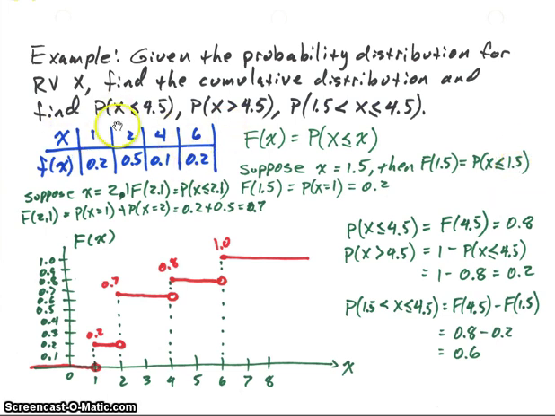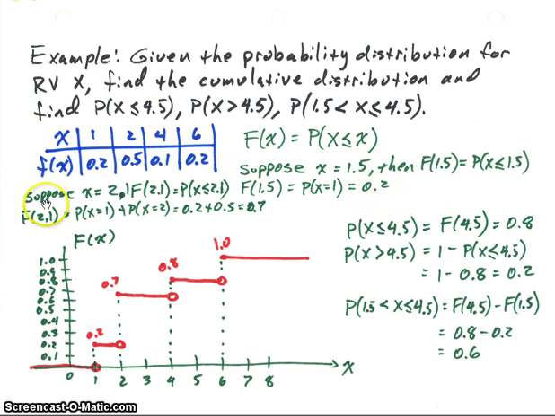So looking over here, that 1.5 value is in between 1 and 2. So what's the probability that our random variable will be less than 1.5? Well, the only possibility that is less than 1.5 for our random variable is 1. So we're really asking, what's the probability that our random variable will be equal to 1? And so that will be equal to 0.2. So the probability that our random variable will be less than or equal to 1.5 is the same as the probability that x will be equal to 1, and that's 0.2.